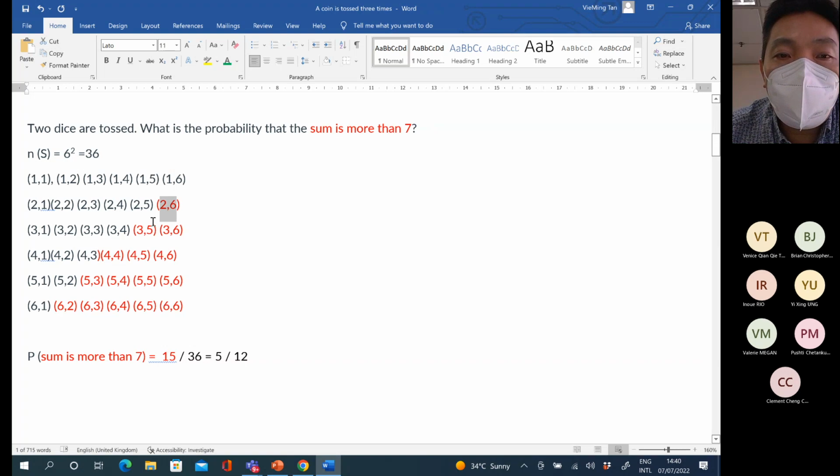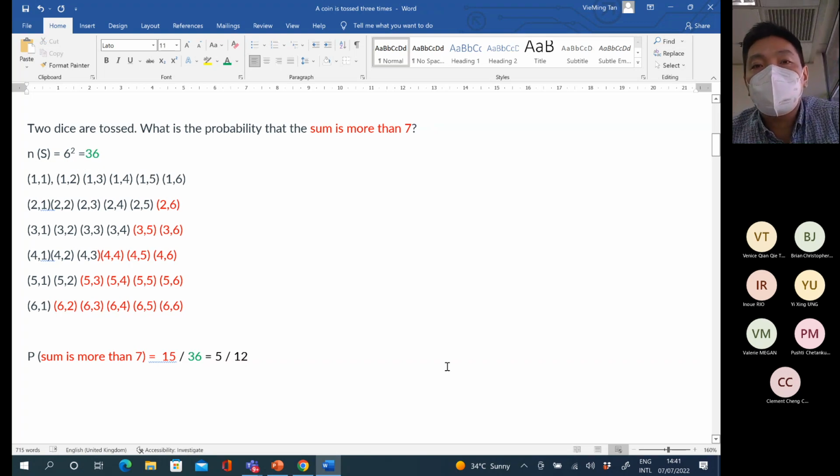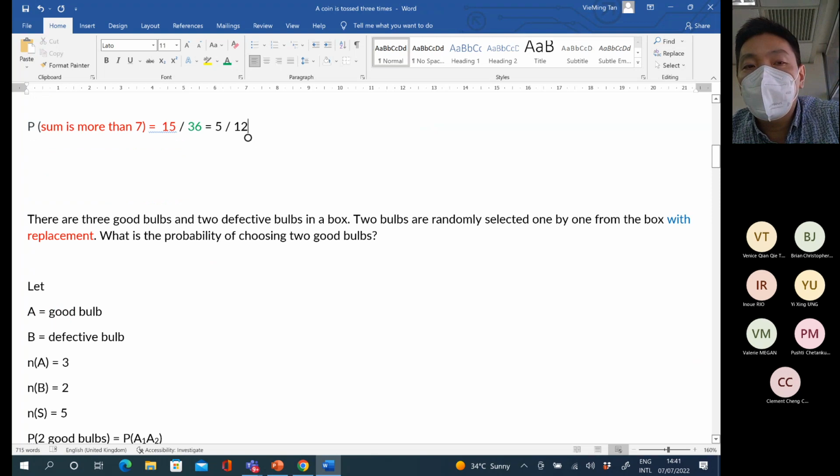Then we continue. So you may find that those combinations that I have highlighted in red are the possible combinations. So how many? 1, 2, 3, 4, 5, 6, 7, 8, 9, 10, 11, 12, 13, 14, 15. So 15 altogether fulfill the requirement. So I put here 15 as the numerator. The denominator is n(S) equal to 36, from here. So we put 36 here. Simplify, you'll get 5/12. Okay, that was the independent event question.